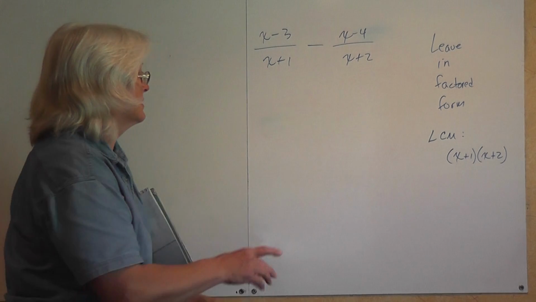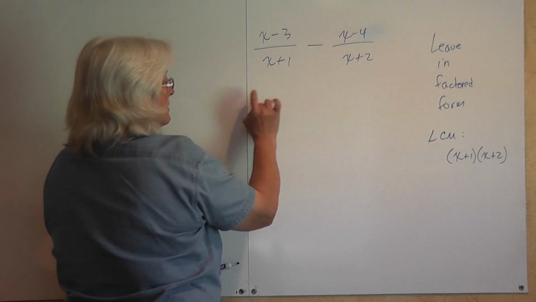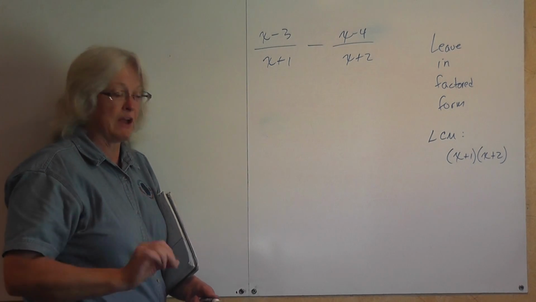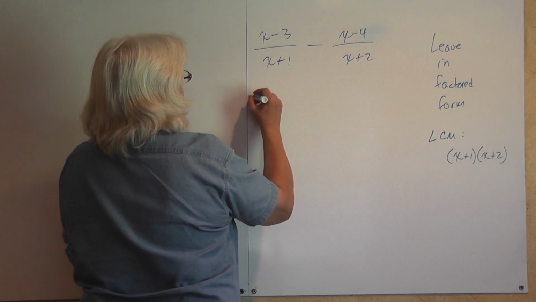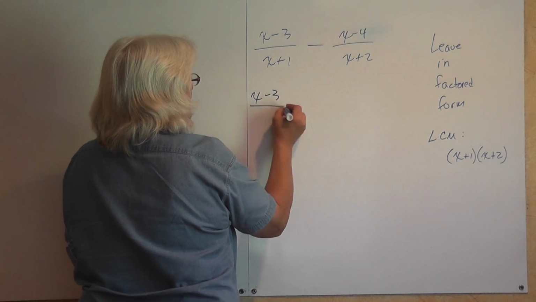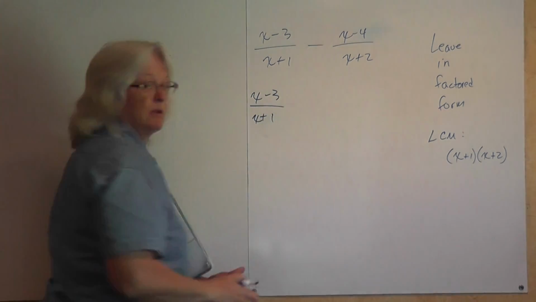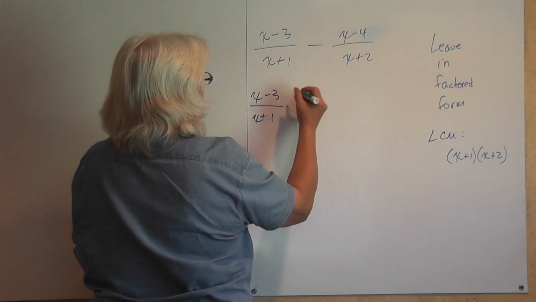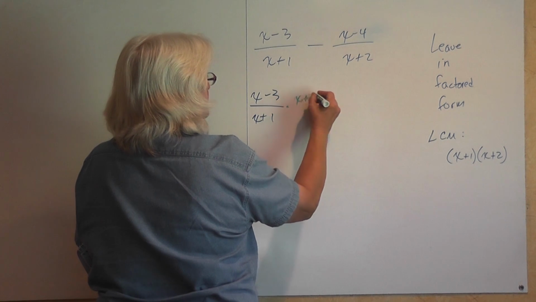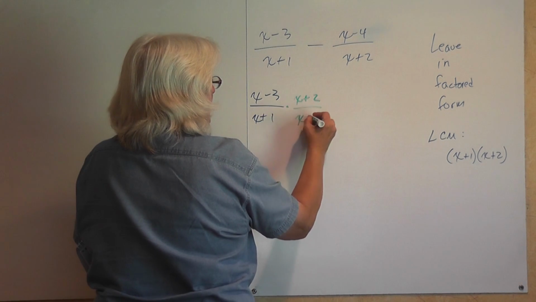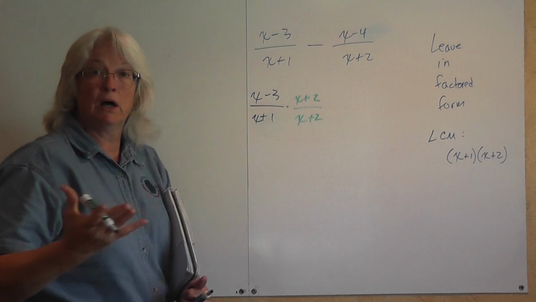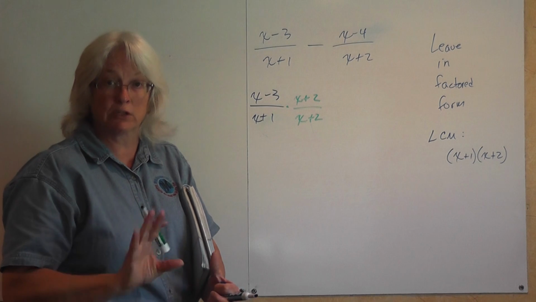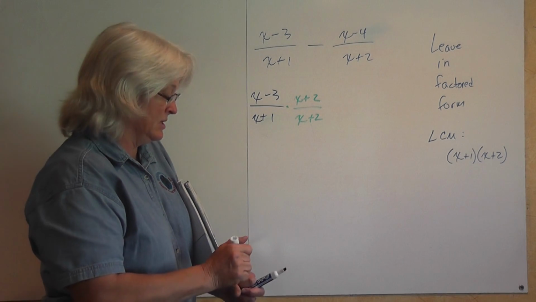So what we're going to do is look at this and say, okay, what factors are missing? Well, I have a factor of x plus 1 in that first term, but I'm missing that factor of x plus 2. So I'm going to multiply both the numerator and the denominator by that missing factor, which is x plus 2, because as long as you multiply an expression by a value that's equivalent to 1, you don't change that expression. It looks different, but it still has the same value.